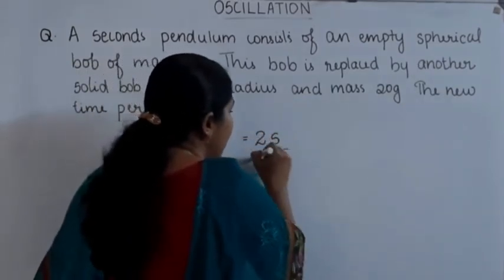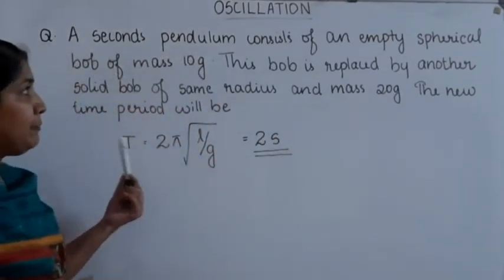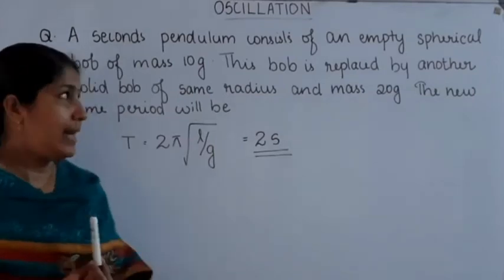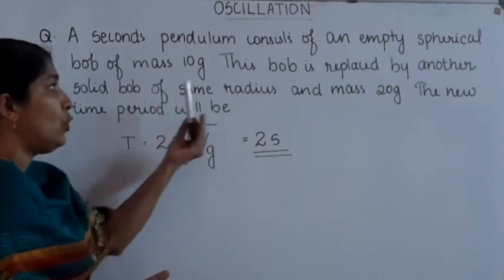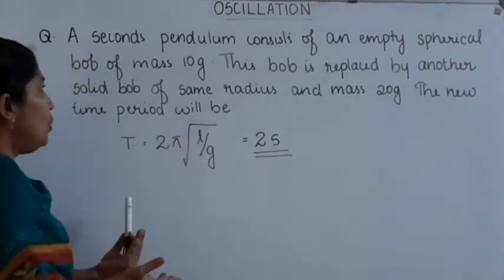Time period of the seconds pendulum is equal to 2 seconds. In the first case, the spherical bob has a mass of 10 gram. Then that bob is replaced by another solid bob of the same radius and mass 20 gram. What about the new time period?